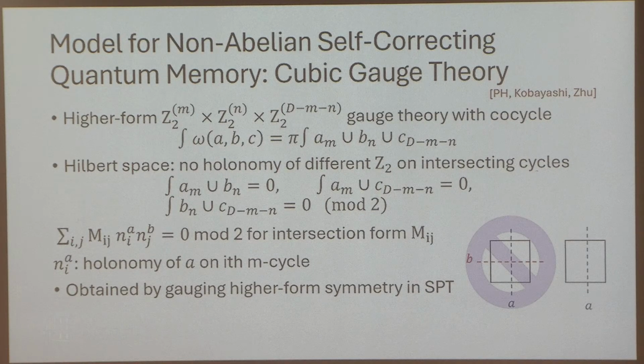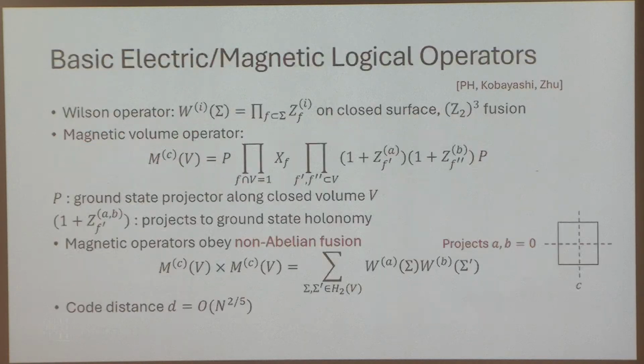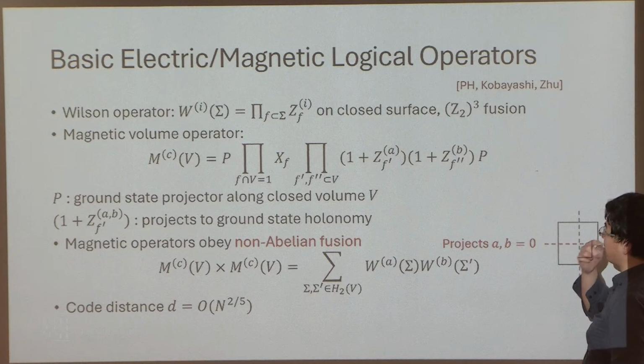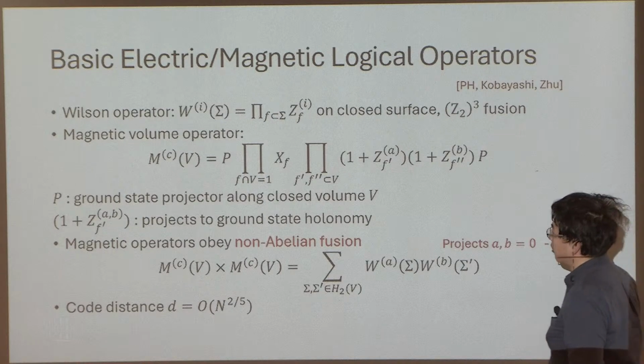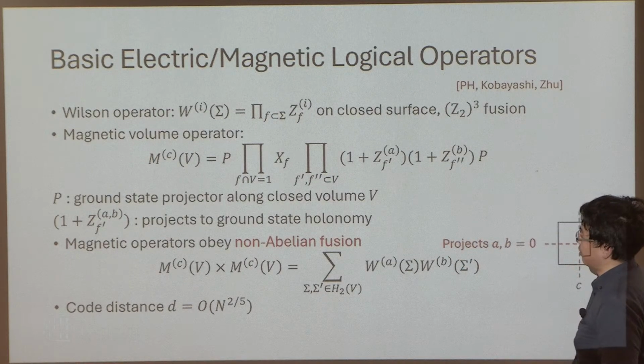So that means that if you apply a Pauli-X string, the Pauli-X string will create eigenvalue -1 for the Pauli-Z string in the orthogonal direction. So that means that if you insert a Pauli-X string, you must project the holonomy. You must project the product of the Pauli-Z string to be 0 for the other Z2. So that's what this extra projector is doing.